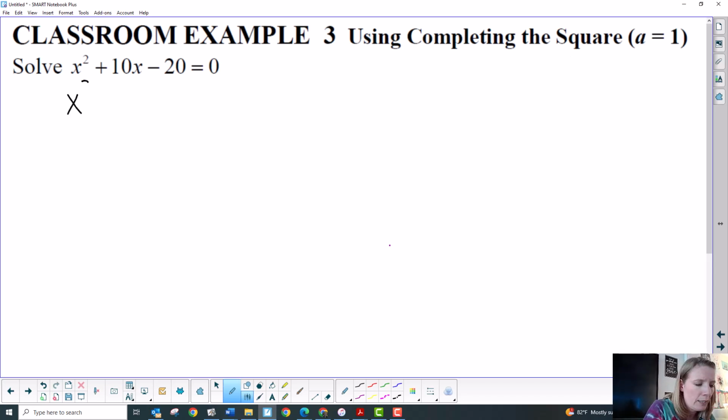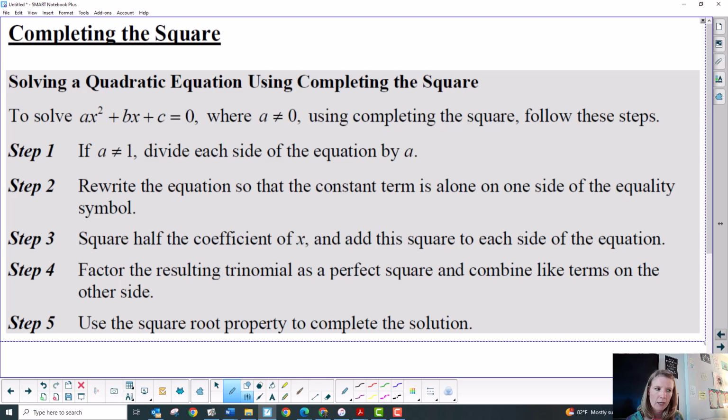So step 1, let me make a note. You complete the square if A is 1 and B is even. That is the only time I would complete the square. Otherwise, it's a nightmare, it's very difficult, and you should just use a different method. A is 1, B is even.